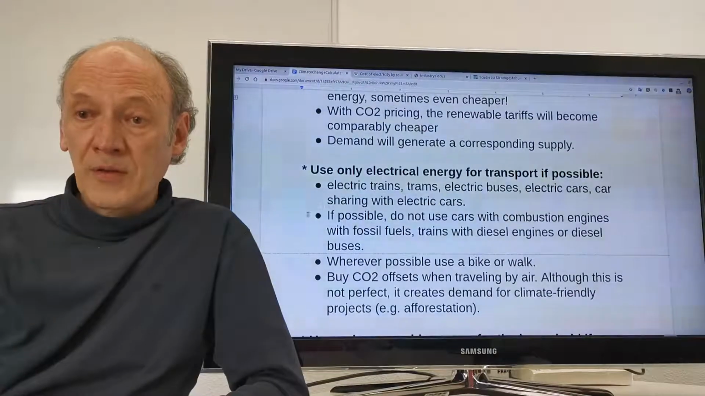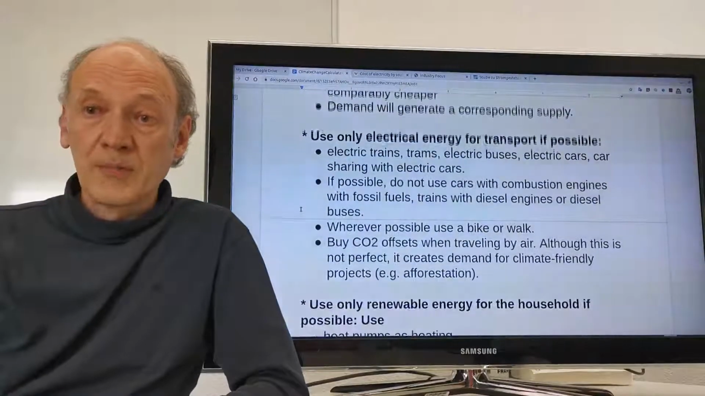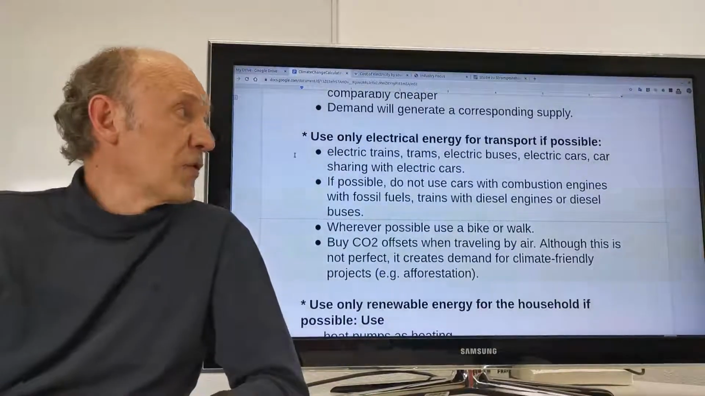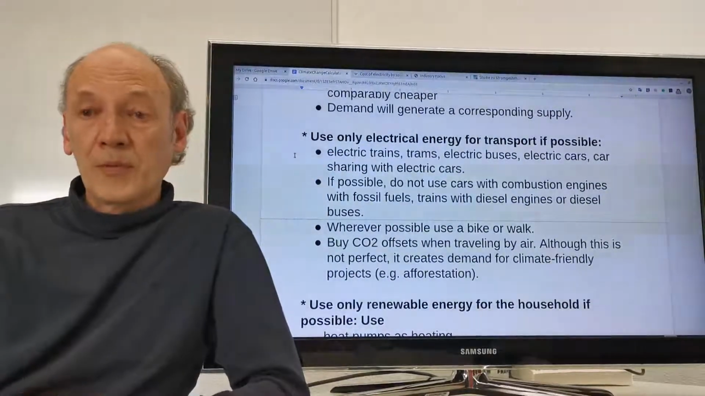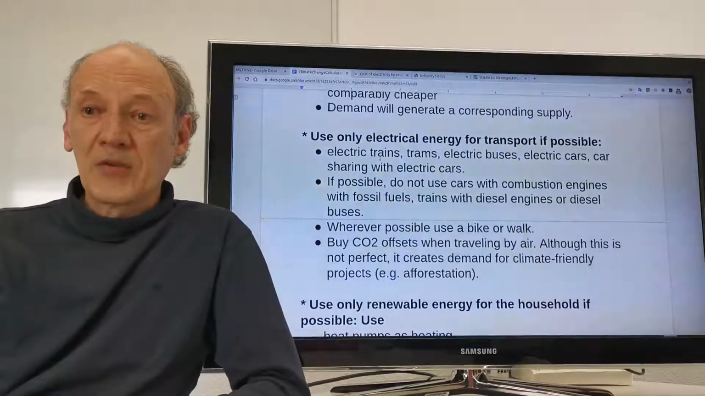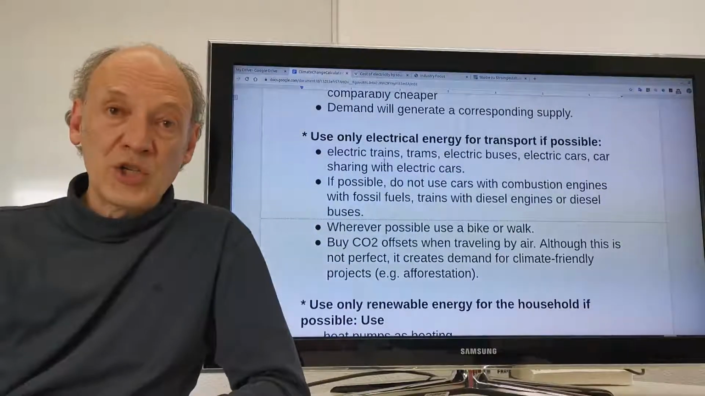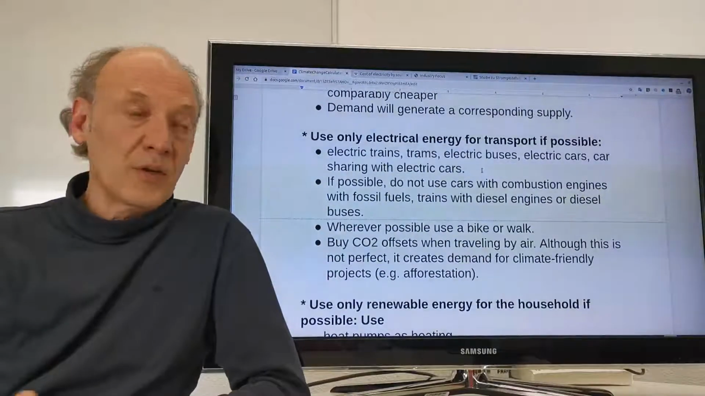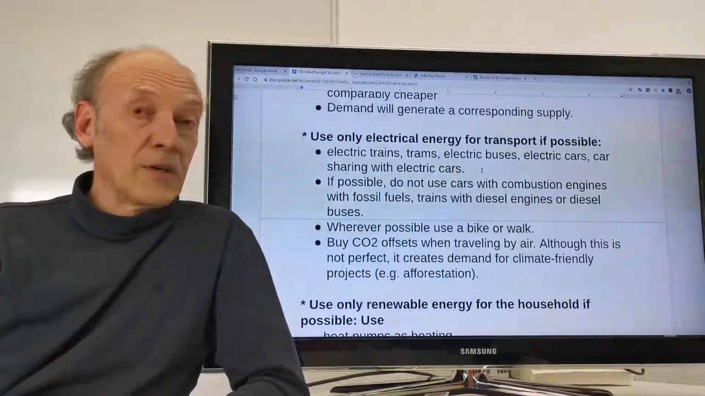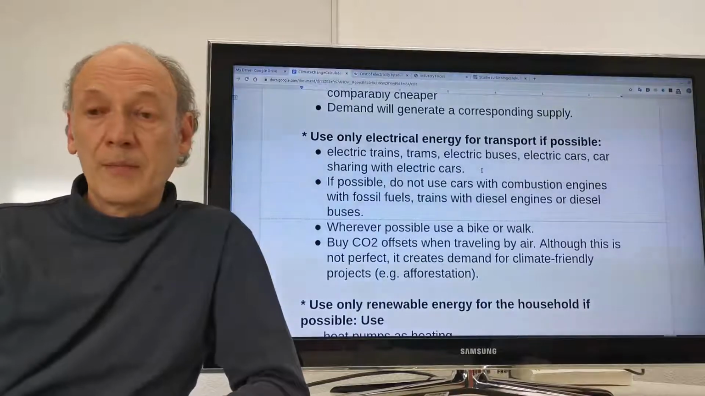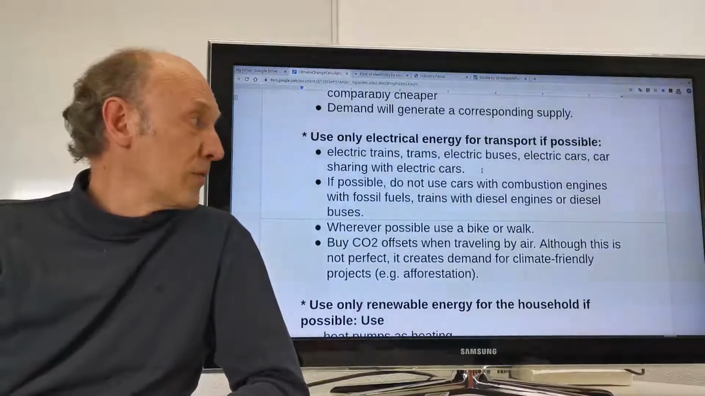Yeah, then the next is transport. We can see that we only use electrical energy for transport if at all possible. So this means electric trains, electric trams, electric buses, also electric cars, or car sharing with electric cars. Electric cars are now already there. They are still pretty new, but available and practical, and not even that much more expensive.